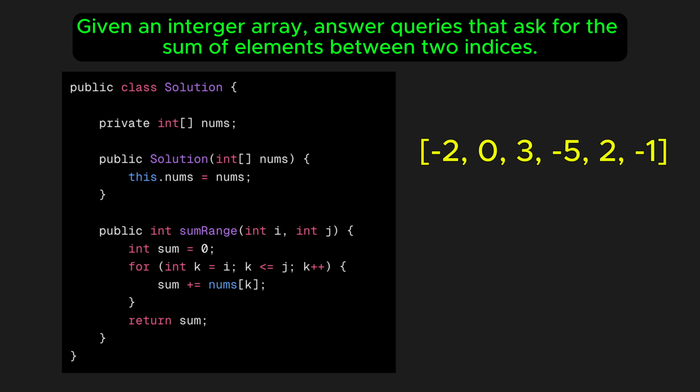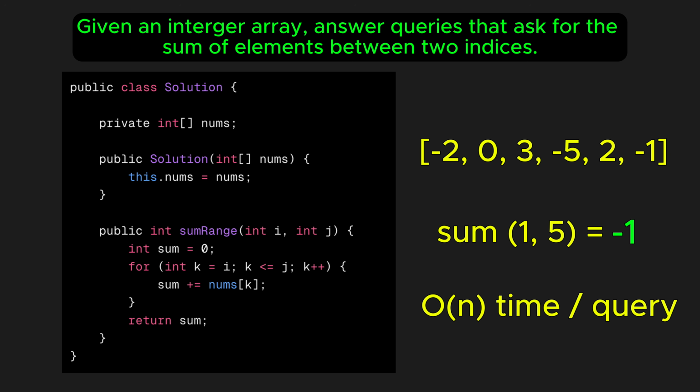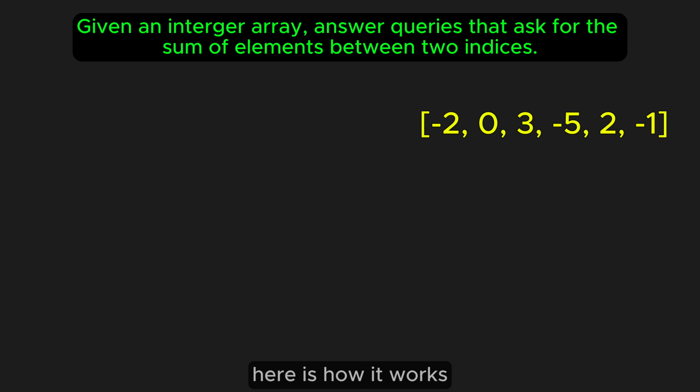A brute force approach to solve this would iterate from the start to end index for each query. However, this can take O(n) time per query in the worst case, where n is the number of elements in the array. We can optimize this to O(1) time per query using the prefix sum approach. Here is how it works.